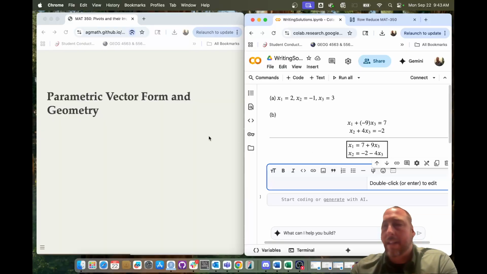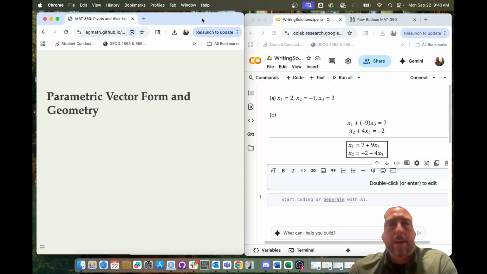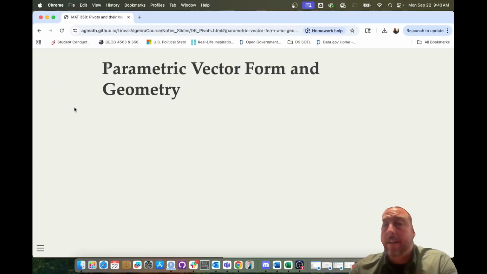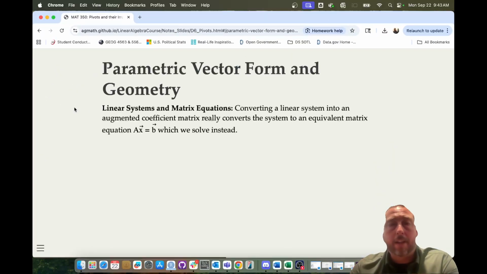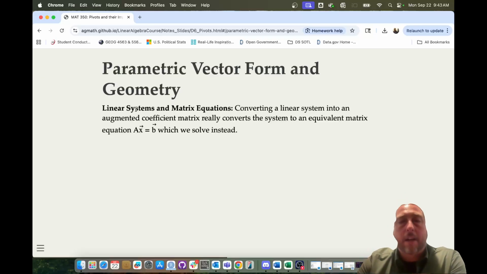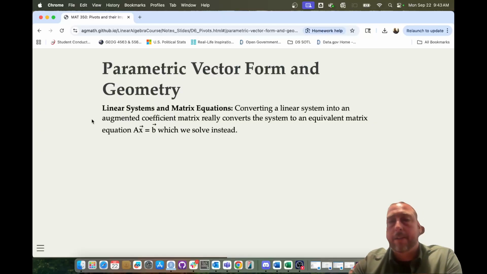And we'll take a look at that here with an example, and then we'll return to this one, and we can rewrite this example using what we'll call parametric vector form, which is going to give us insight into the geometry of the solution space. So before we can get into parametric vector form, we've got to talk a little bit about matrix equations and how they're equivalent to linear systems.